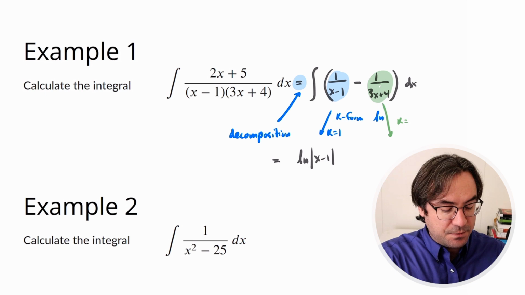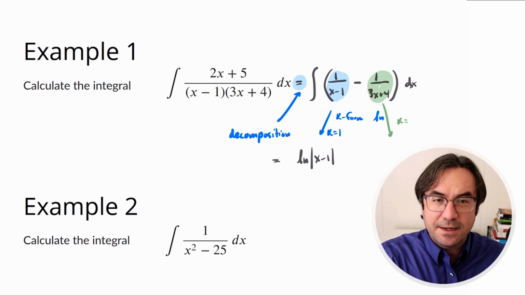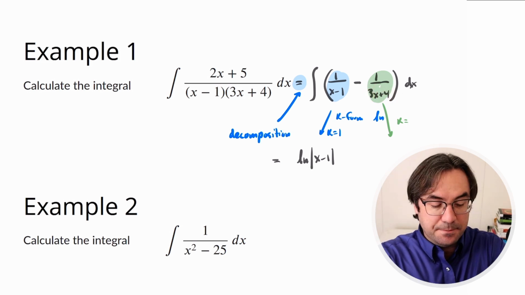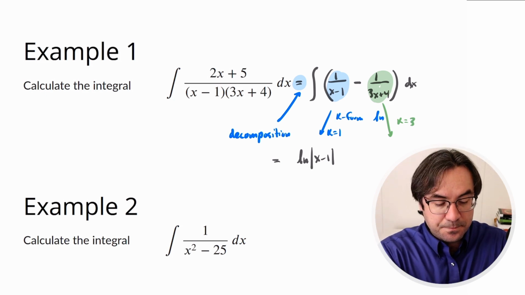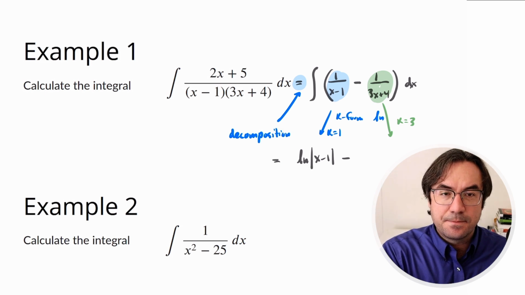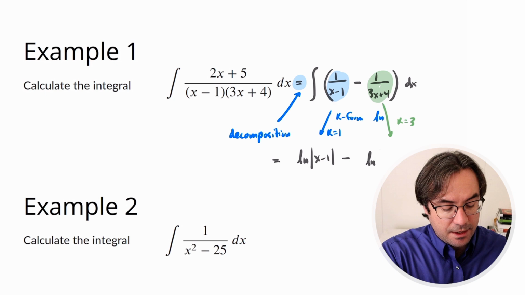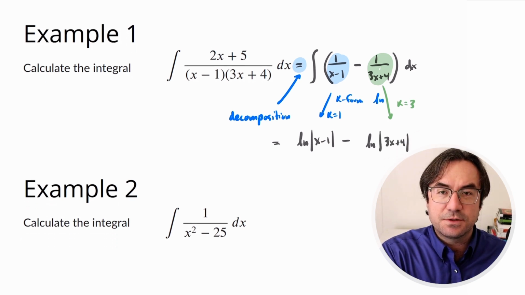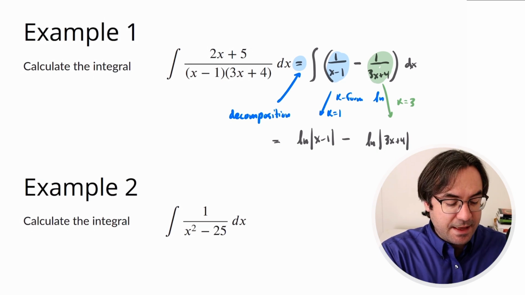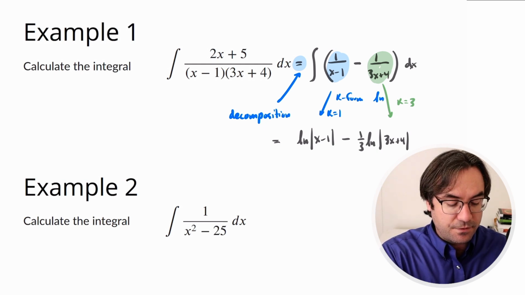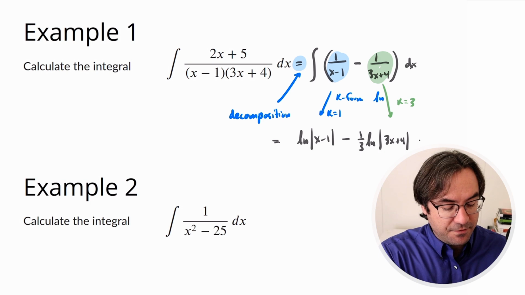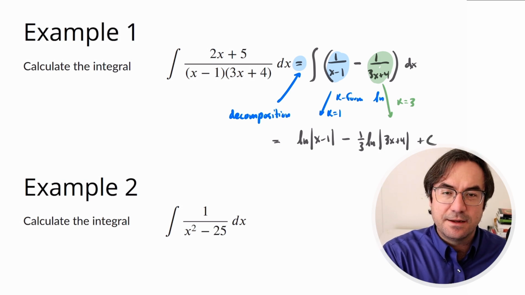Well, for this one, we've got 3 times x plus 4, so the k value is this 3. When we get the antiderivative for that second term, we're still going to have our minus sign. We're going to get the natural log of the absolute value of all the stuff in the denominator, the 3x plus 4. And then we take that k value, flip it, and put it in front. So we're going to have a 1 over 3 in front, and then finally, plus c at the end.